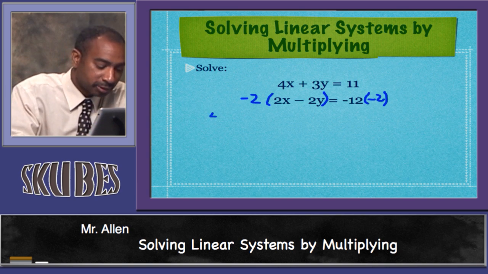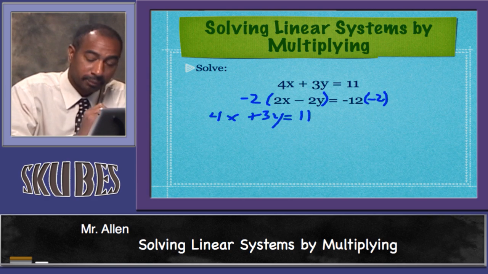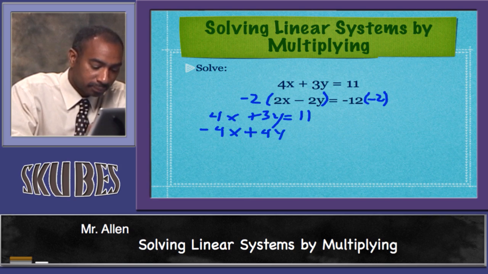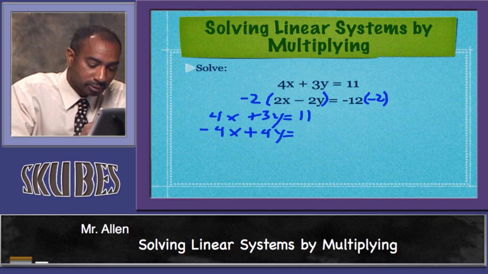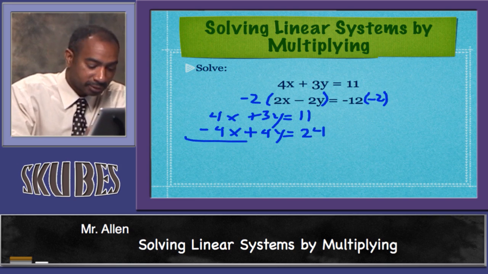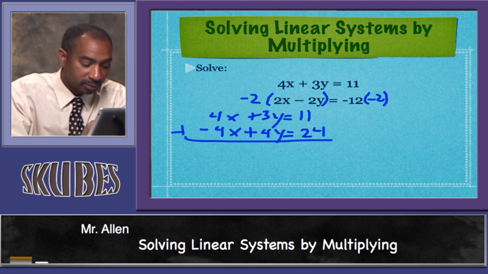So look, the top equation stays the same. I get 4x plus 3y equals 11. And the bottom equation changes, so now I have negative 4x plus 4y equals 24. All right, then I'm going to add this up. The x term is eliminated. That's what I want to happen.